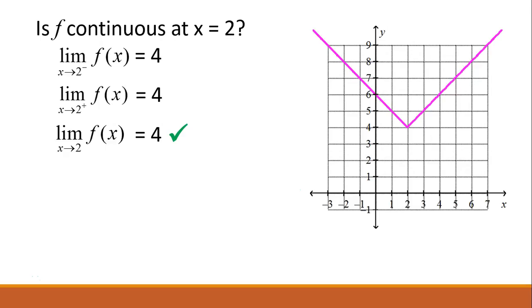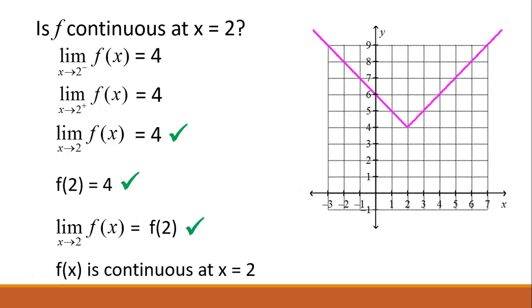The second step is, do we have a value for f of 2? And we do. f of 2 is 4. There's a point (2, 4) on the graph. And the third step is, let's see if those two things are equal to each other. And they are. The limit as x approaches 2 is 4. f of 2 is also 4, so those are equal to each other. So since we have a limit as we approach that value where x is 2, and we have a value of the function where x is 2, and those two things are equal to each other, we can conclude that f of x is continuous at x equals 2.